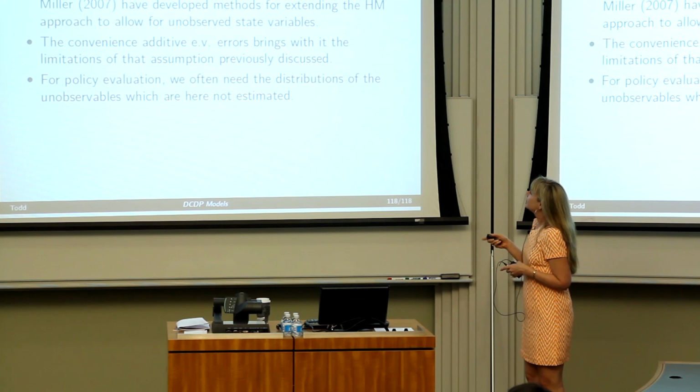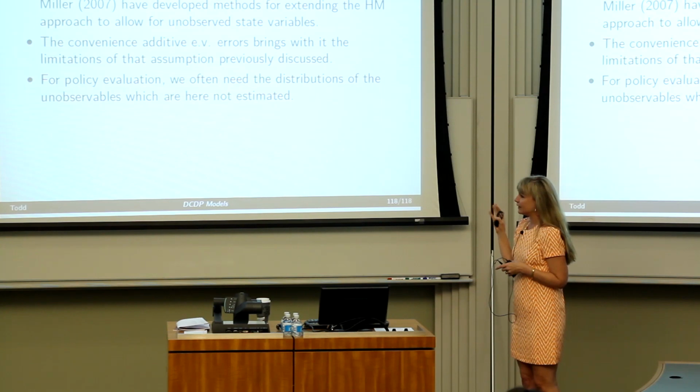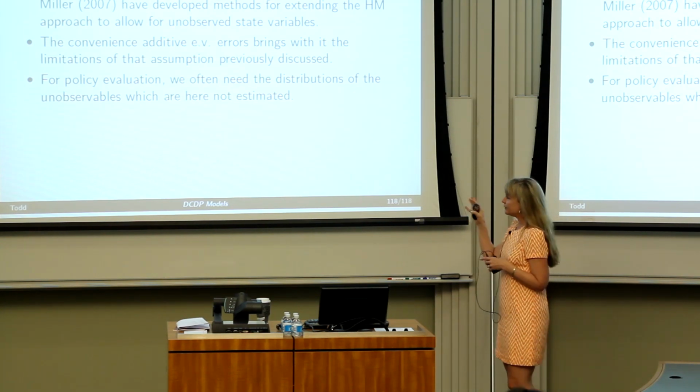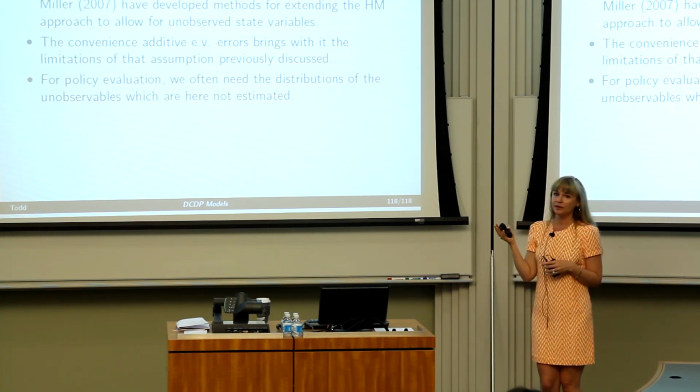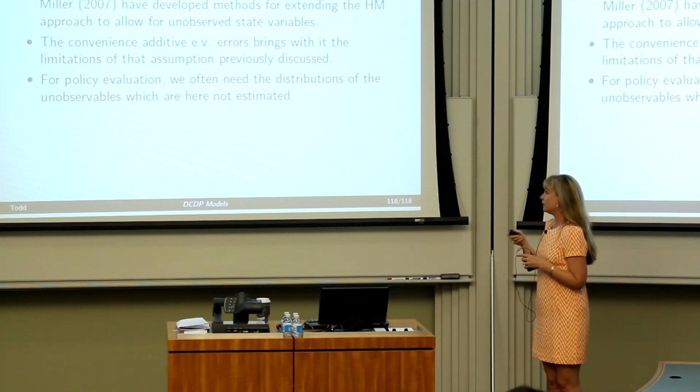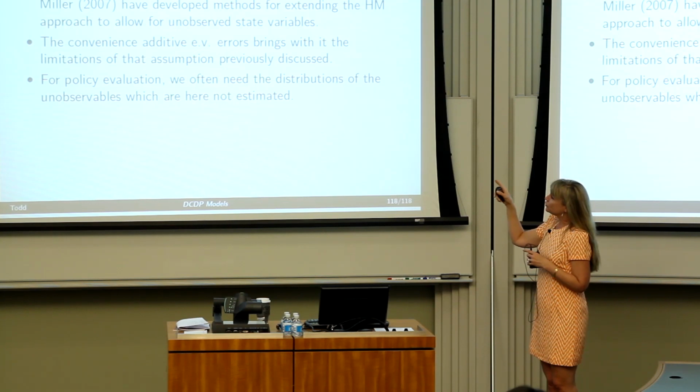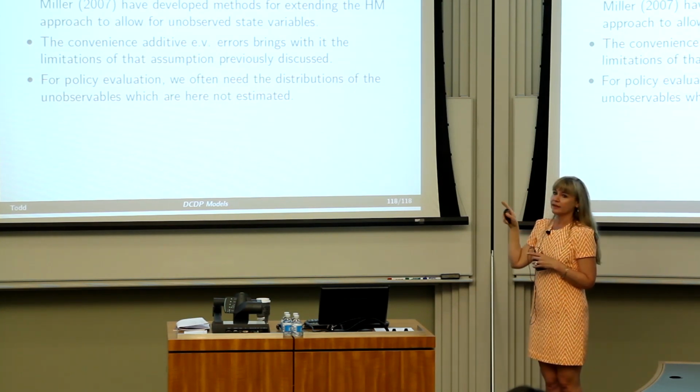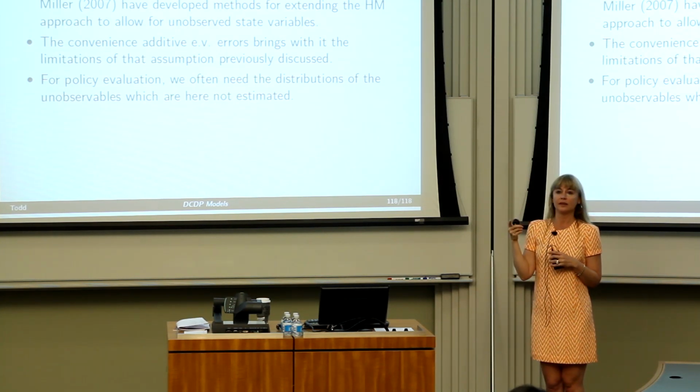Okay. So Arcidiacono and Miller are developing these methods for unobserved state variables. And then the other thing sometimes in terms of this model makes it easier to get the parameters because you don't have to do this Emax solution. But sometimes you don't get the distribution of the unobservables. You know, like you're non-parametric about the probability.